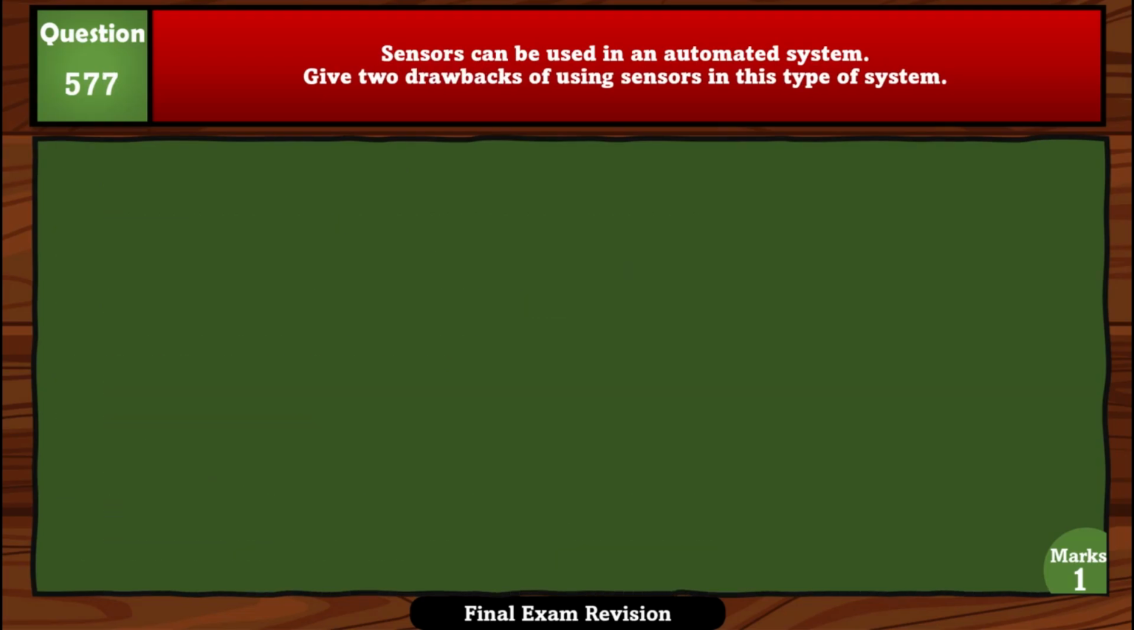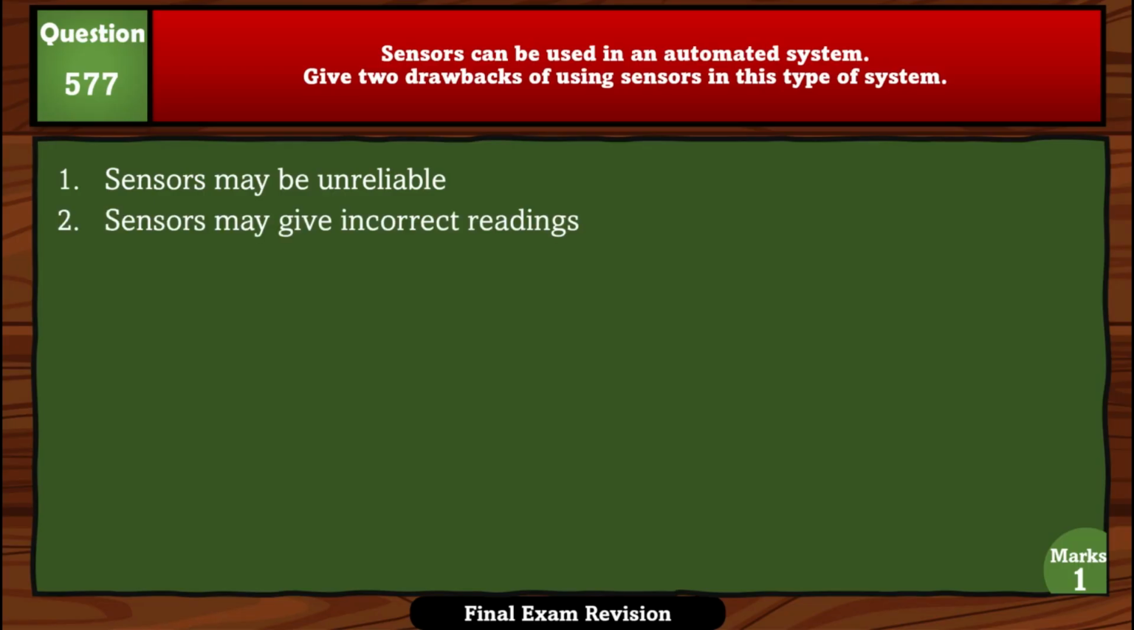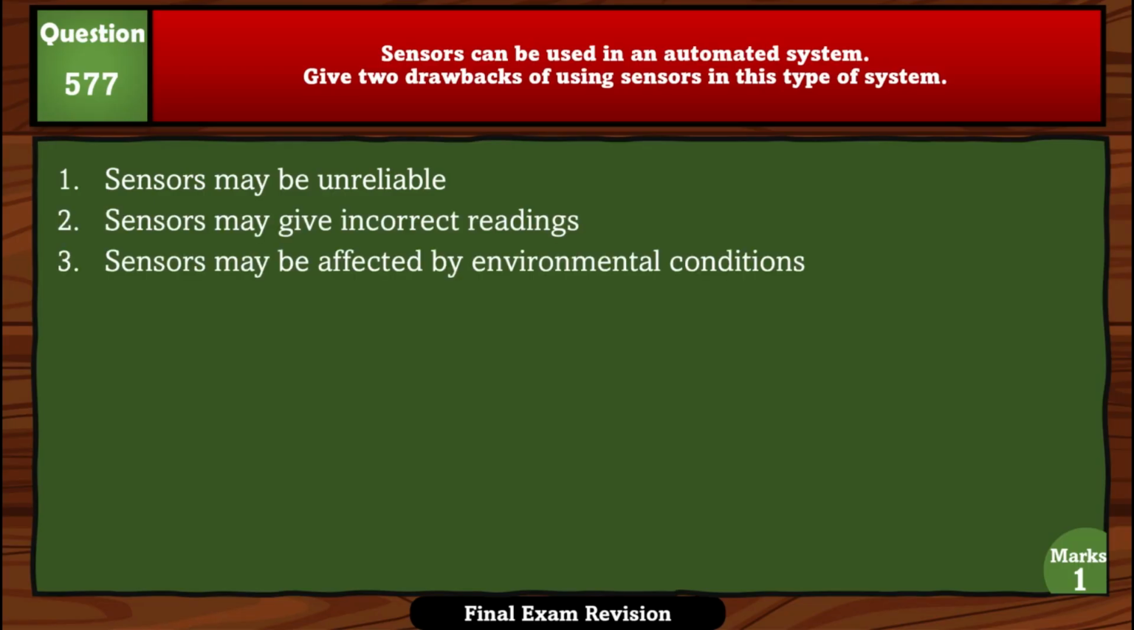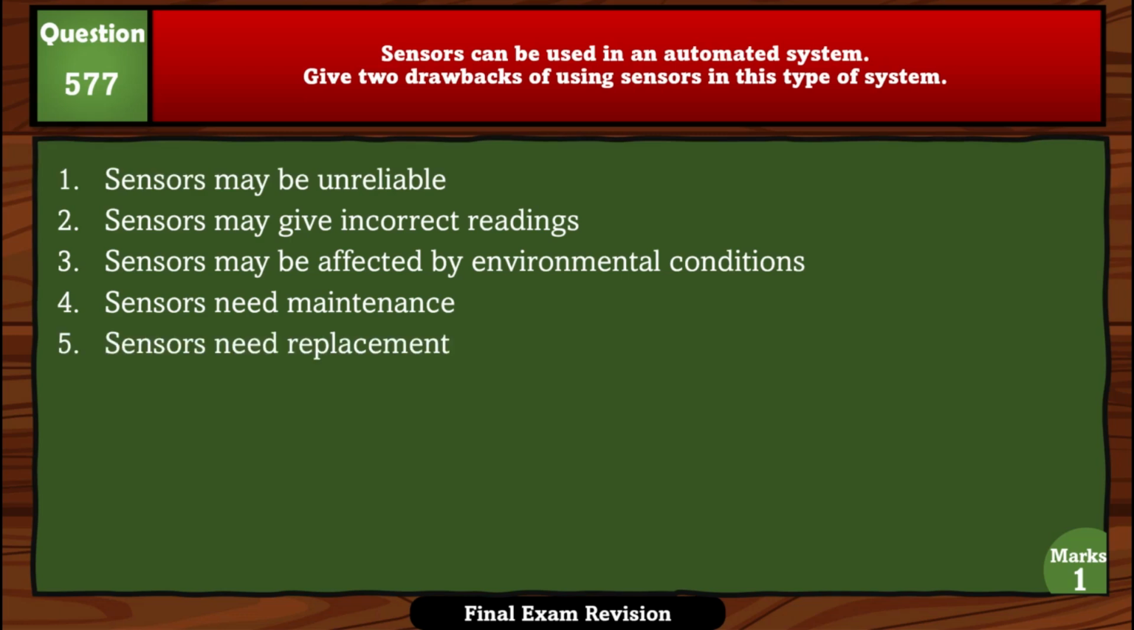Question 577. Sensors can be used in an automated system. Give 2 drawbacks of using sensors in this type of system. Sensors may be unreliable. Sensors may give incorrect readings. Sensors may be affected by environmental conditions. Sensors need maintenance. Sensors need replacement.